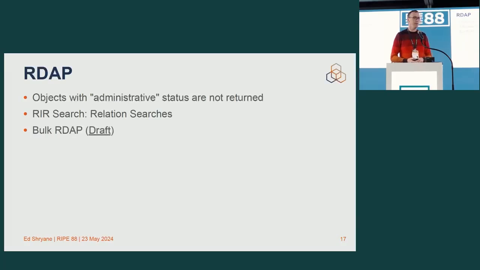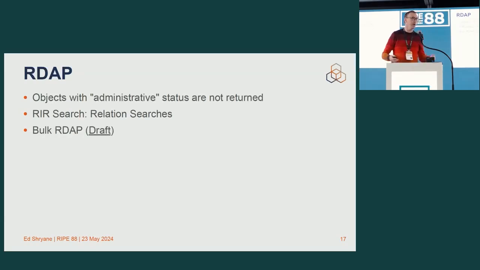RDAP, as I've already mentioned, there are specific features we're planning to implement in the coming months. One is that objects with administrative status are not returned. This is an edge case where we have delegated space that we've been given from IANA, but we're not allocating it. There isn't a lot of it, but what we're returning, I believe, is a 404, but we should be returning an administrative block.